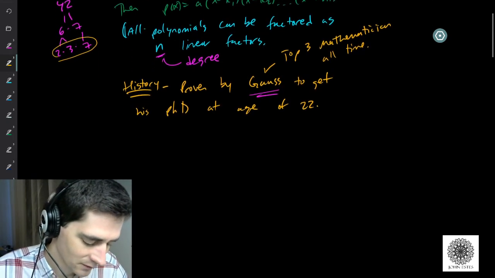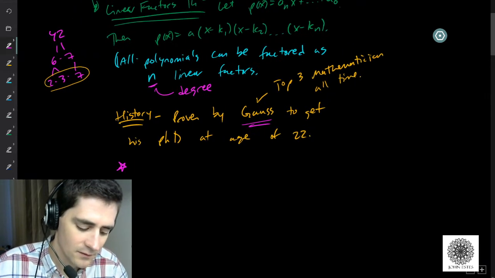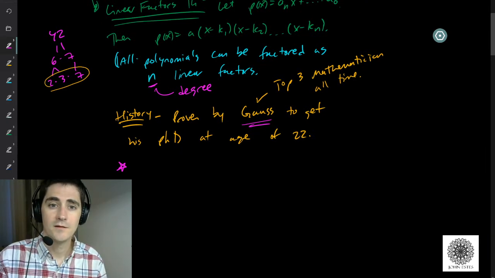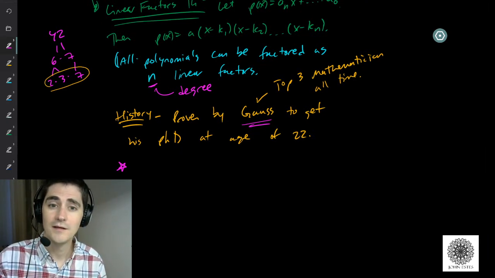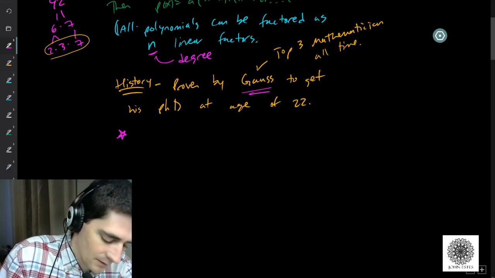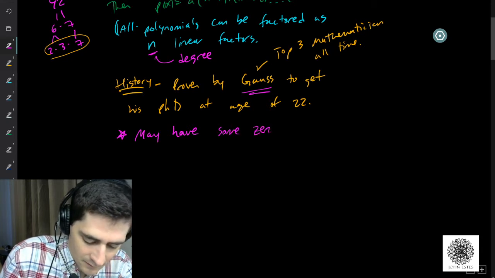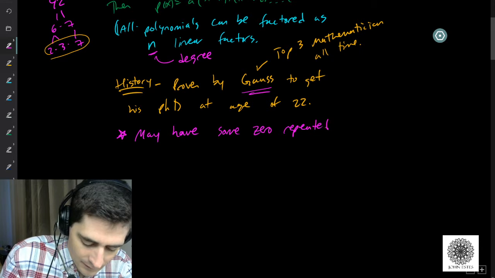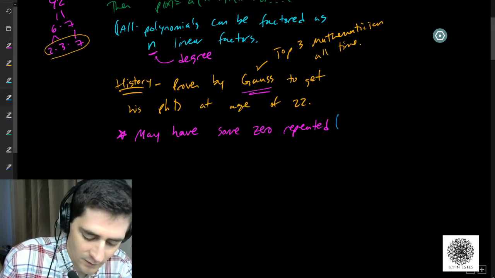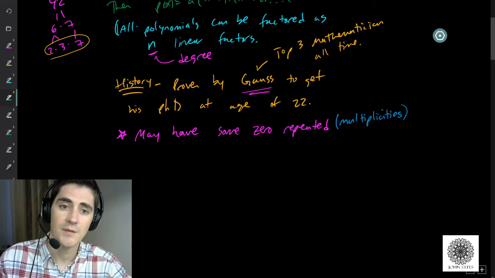All right, so that's one note. The next note we want to point out here is that even though you have these n zeros, you have n things that make the polynomial zero, some of them might actually be the same thing. So you might have repetitions, so you may have some zeros repeated. We used this word already, but you call this the multiplicities. The multiplicity is the number of times that zero shows up in your list.